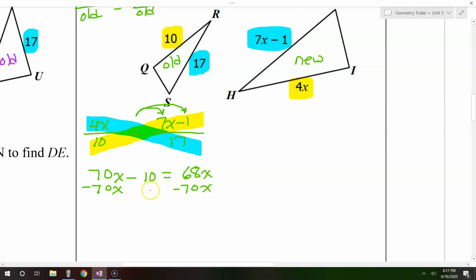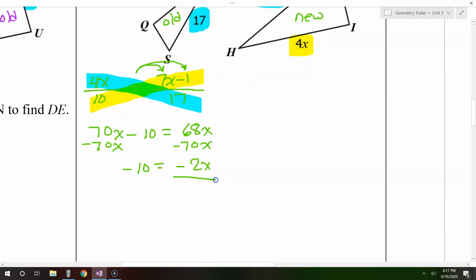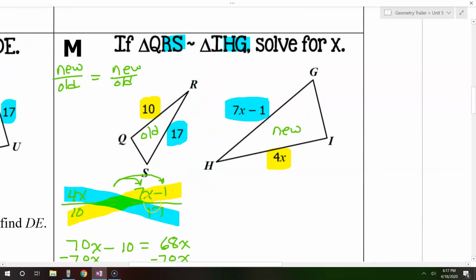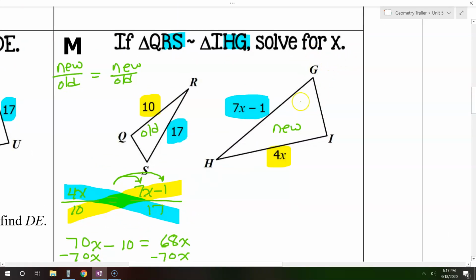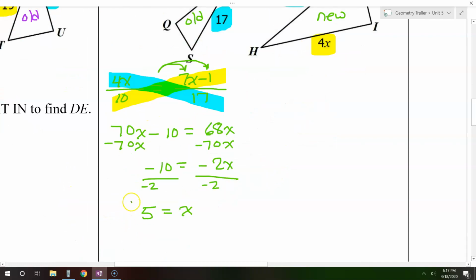All right, if I subtract 70x from both sides, now I'm going to have negative 10 is equal to negative 2x. You guys can wrap your minds around that. So then I'm going to divide both sides by negative 2. And that's going to give me x equals positive 5. All right, is that the final answer? Yep, they just wanted us to solve for x, and we did.